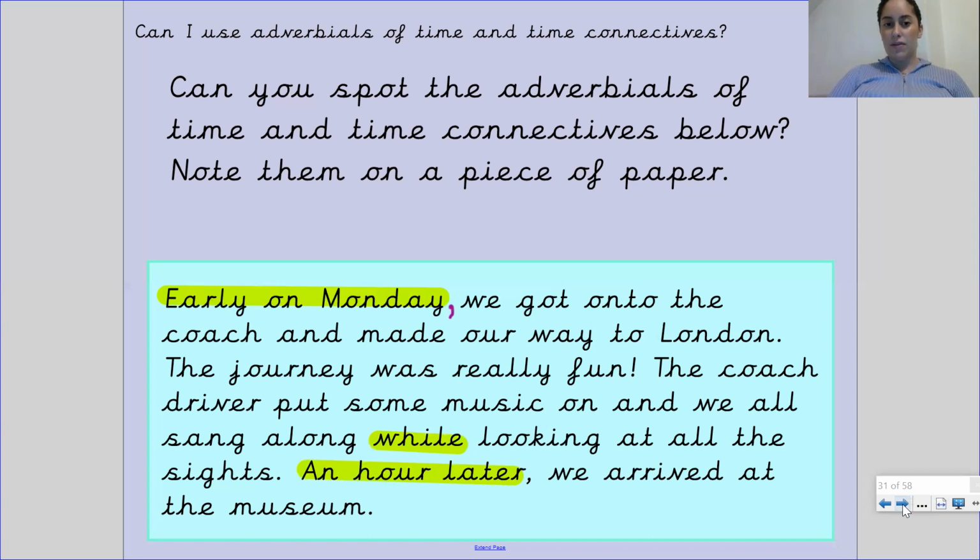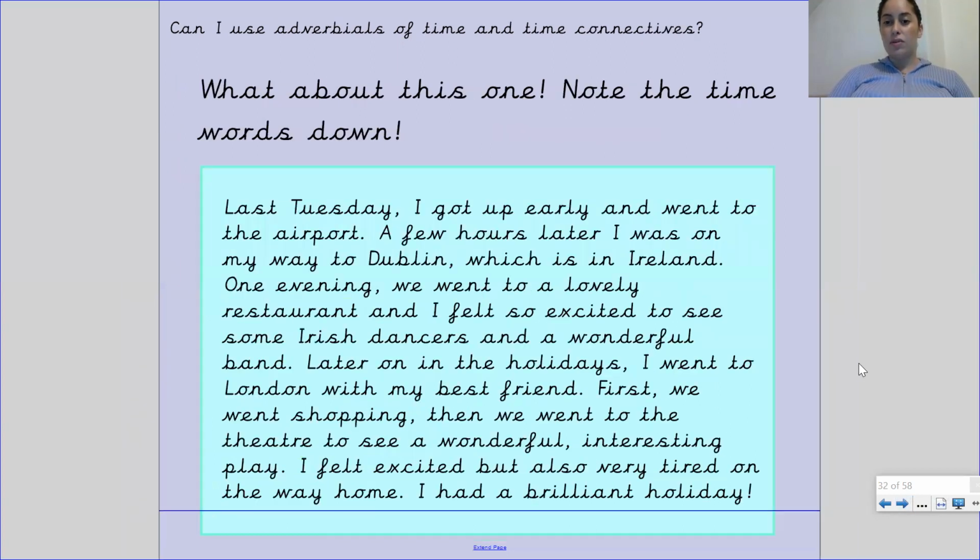Now for the next piece of writing, I want you to pause the video and note them down, and then I want you to do sparkles as I'm reading the text whenever I read an adverbial of time or time connective. Pause the video, spot them yourself, and play it when you're ready. Okay, hopefully you've been able to spot lots of fronted adverbials, adverbials of time or time connectives. Let's read it together and give me sparkles as soon as you hear me read out one of those.